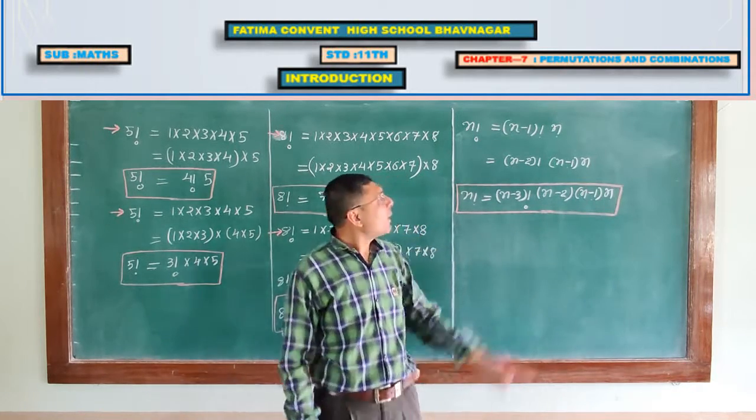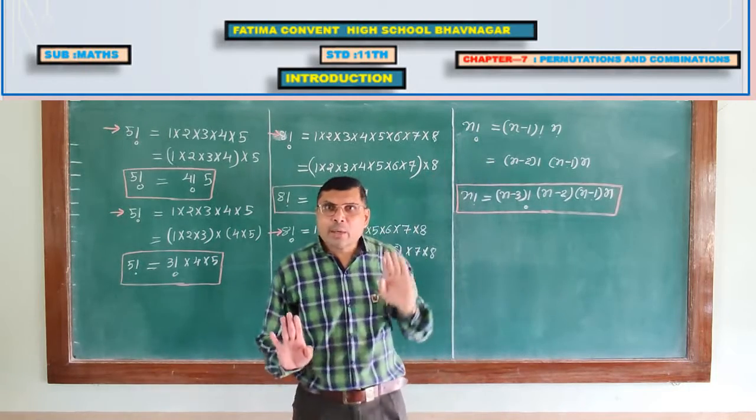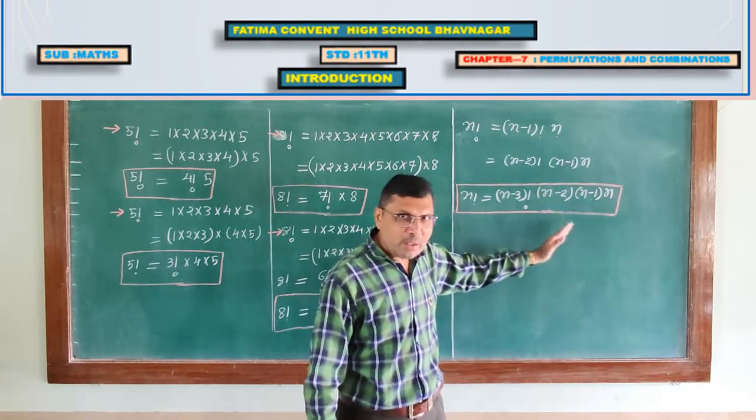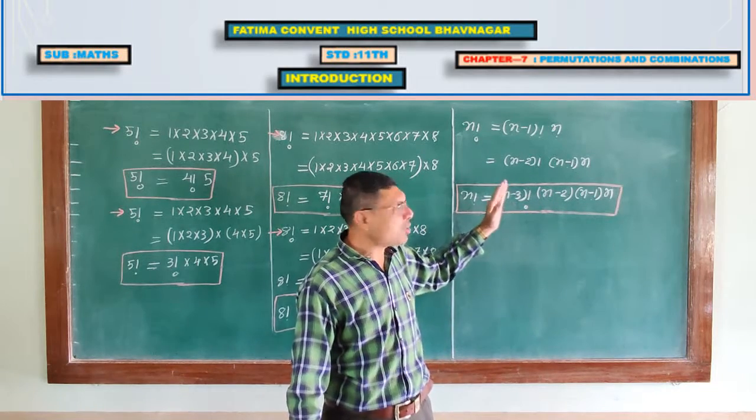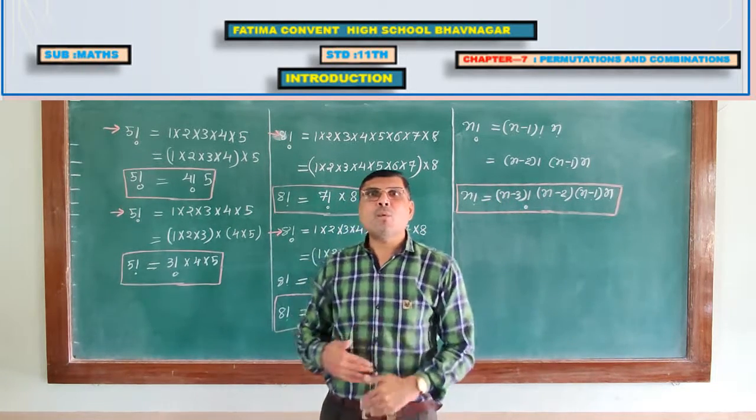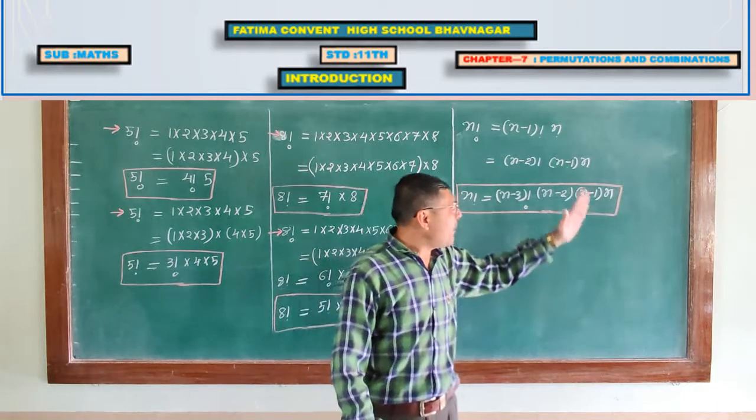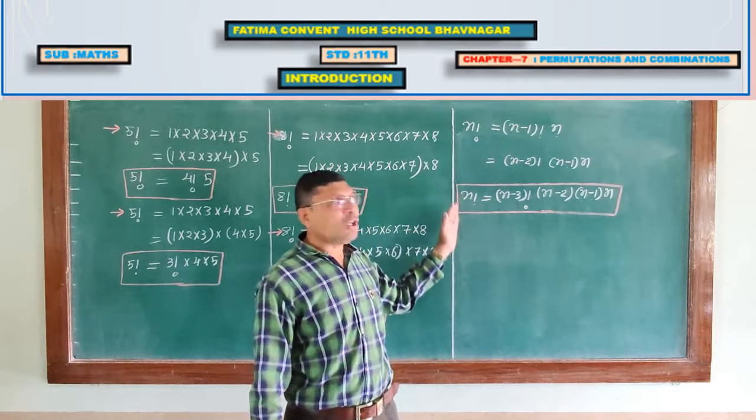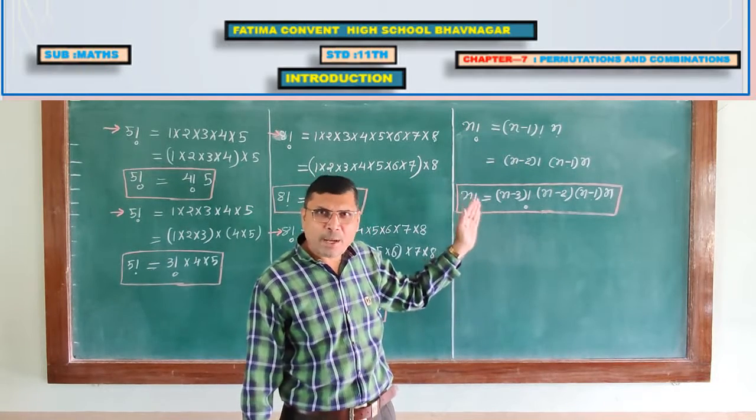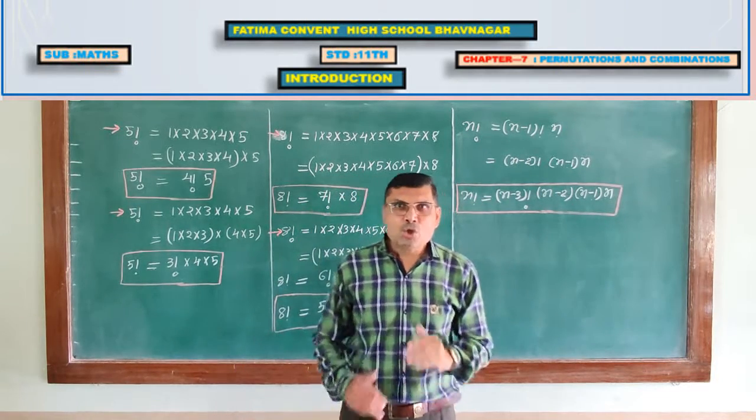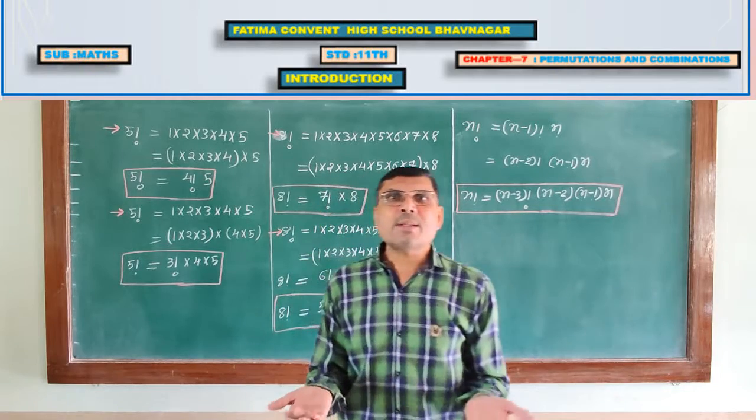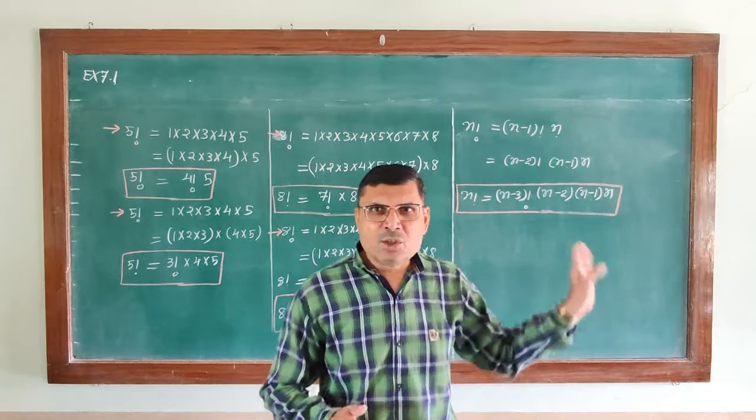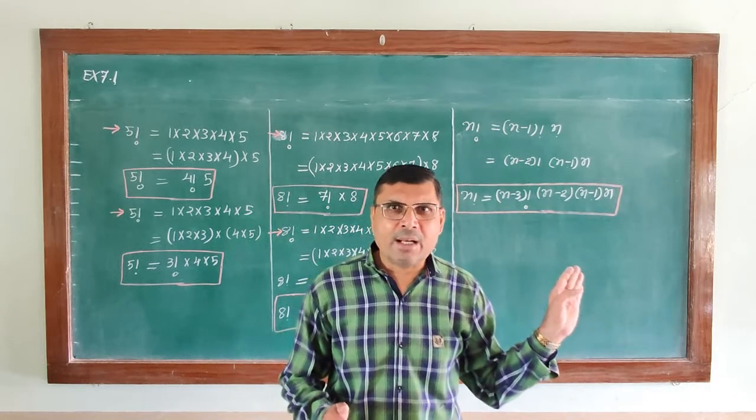In short, n factorial you can express in this way: n into n minus 1 into n minus 2 into n minus 3 factorial. Suppose I want to go one step ahead: n into n minus 1 into n minus 2 into n minus 3 into n minus 4 factorial, that is the value. So according to the requirement in the question, we will do this kind of procedure. So please kindly remember it.